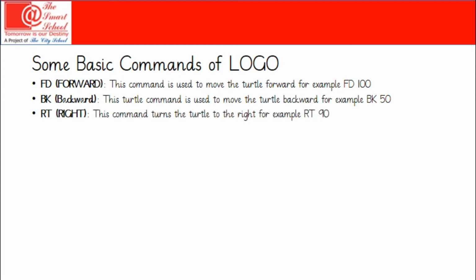RT command is right command. This command turns the turtle to a given angle to the right, for example, RT 90. It will turn the turtle 90 degrees to the right. LT, or left command. This command is used to turn the turtle to the left, for example, LT 45. It will turn the turtle 45 degrees to the left.